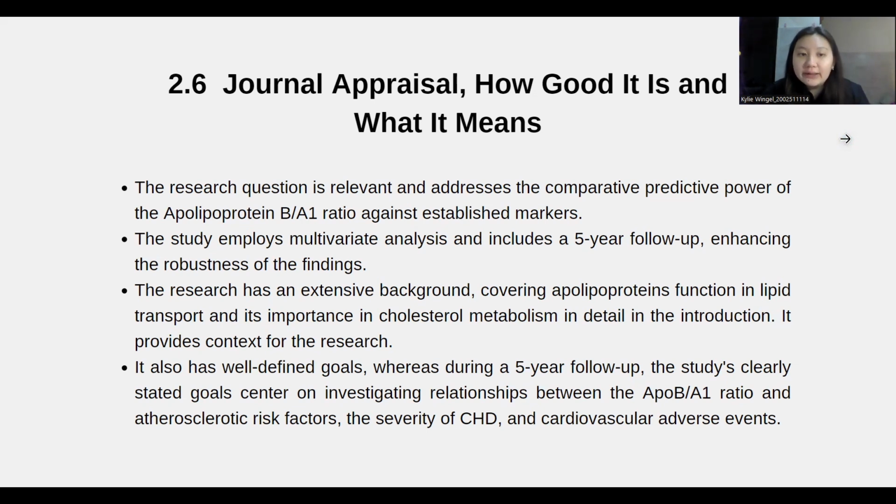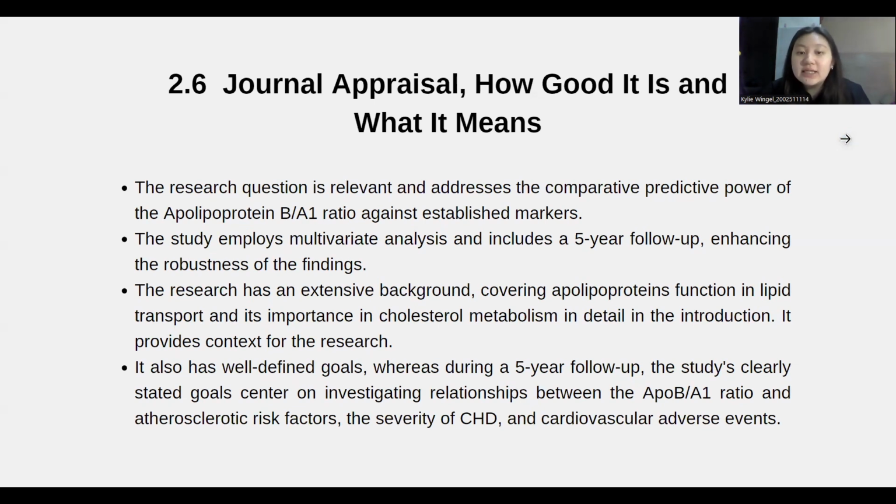From what we read, we found that the research question is relevant and addresses the comparative predictive power of the apolipoprotein B/A1 ratio against established markers. Then the study employs multivariate analysis and includes a 5-year follow-up, enhancing the robustness of the findings.